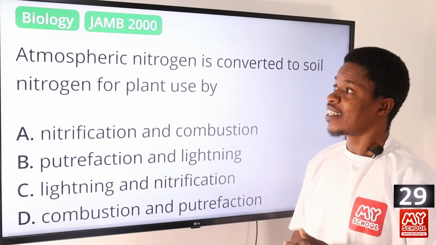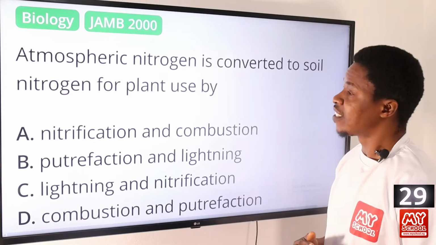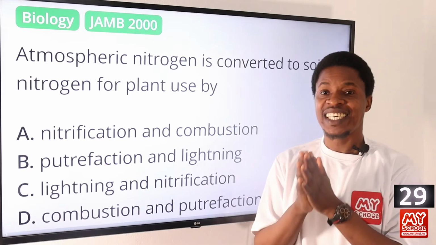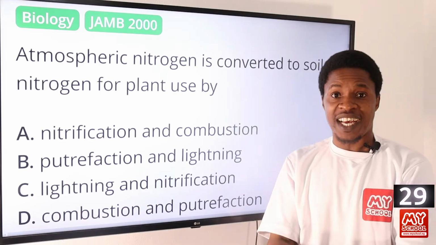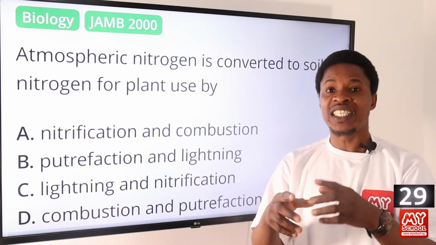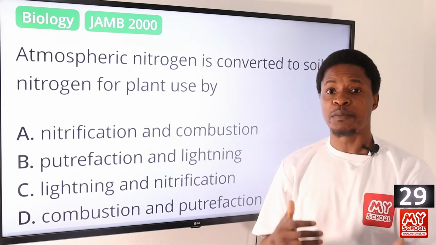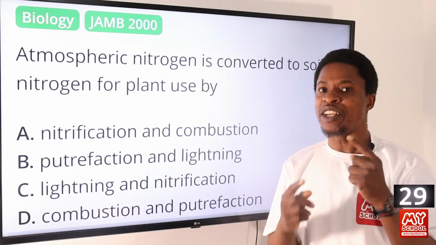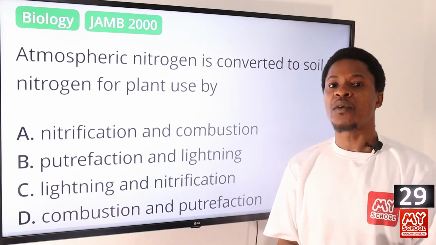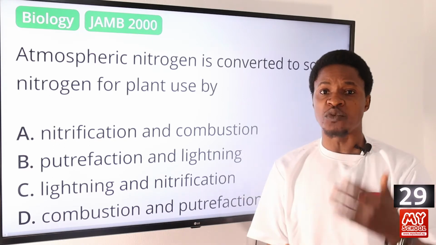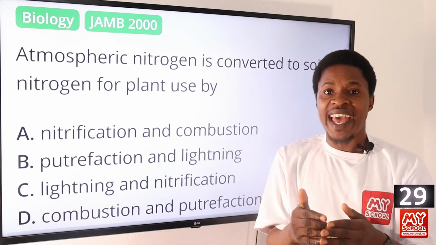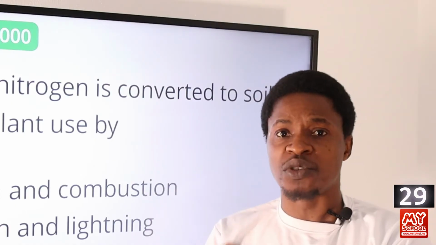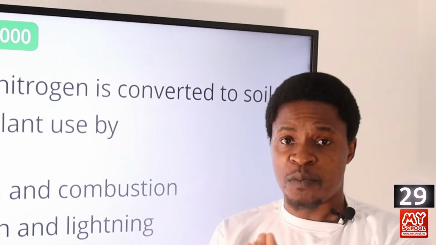Question number 29. Atmospheric nitrogen is converted to soil nitrogen for plant use by... Now you must understand that even though air is a mixture of gases, nitrogen has the larger percentage, about 78% of the atmospheric air. But the way it is, it cannot be used by plants. So it will require a process that will convert that nitrogen into a form where the microorganisms, plants or animals can actually make use of the nitrogen for their biological processes.